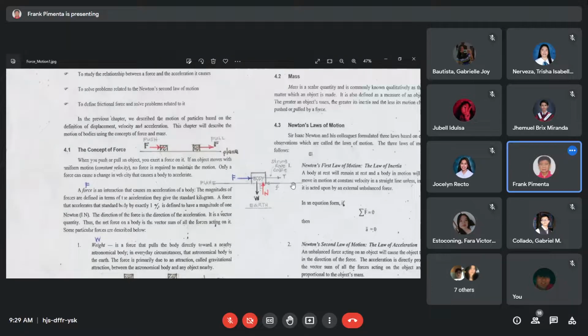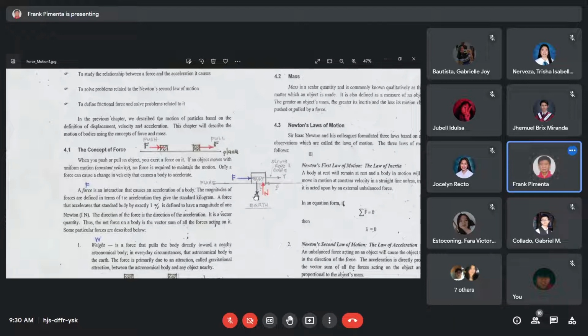Now, if somebody pushes it, there's a push. So the force diagram of F is this, applied to the right. So if there is a force applied here and directed to the right, the tendency of this body is to move or change its position to the right. Because the direction of the force is the direction of the acceleration. Yan, yung acceleration niya. So what are the other forces?